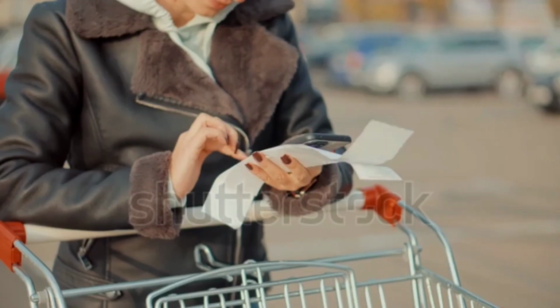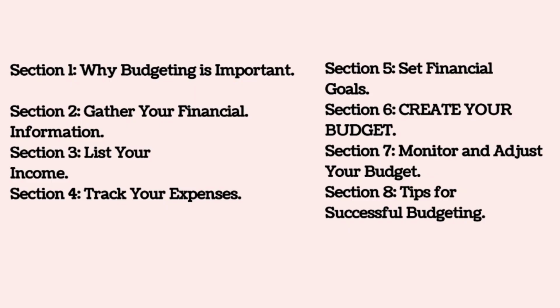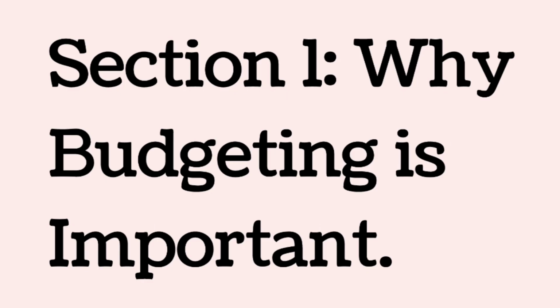In this video, we have 8 important sections. Section 1, why budgeting is important. Section 2, gather your financial information. Section 3, list your income. Section 4, track your expenses. Section 5, set financial goals. Section 6, create your budget. Section 7, monitor and adjust your budget. Section 8, tips for successful budgeting. Let's start from Section 1, why budgeting is important.